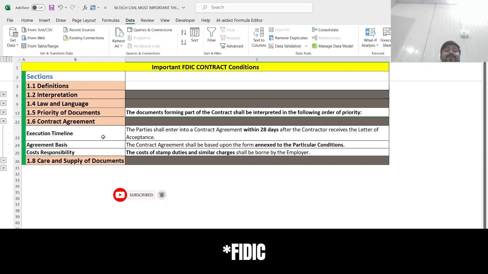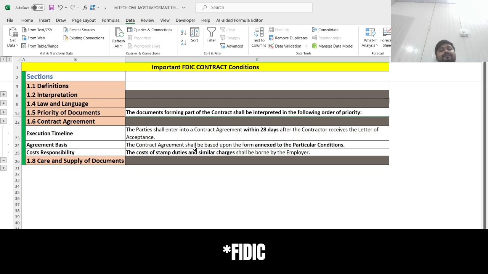And what will be the agreement basis? The contract agreement basis will be based on the particular condition of the contract, as I told you. Some local governing authorities, like CPWD, PWD, NPCIL, or NHAI, have their own conditions of the contract. Based on the structure, the building, and the construction activities, there will be a particular condition of the contract. That will act as the agreement basis.